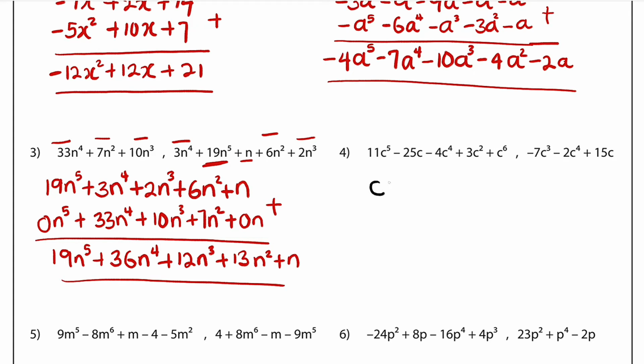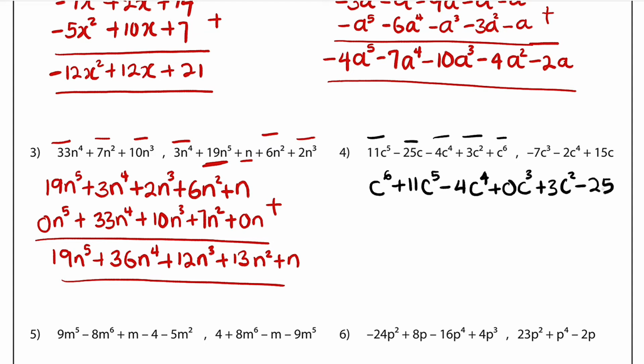So we have c to the power of 6, followed by 11c to the power of 5, then followed by negative 4c to the power of 4, followed by, we don't have a power of 3, so you can call it 0c to the power of 3, then followed by 3c to the power of 2, followed by this, we have negative 25c.